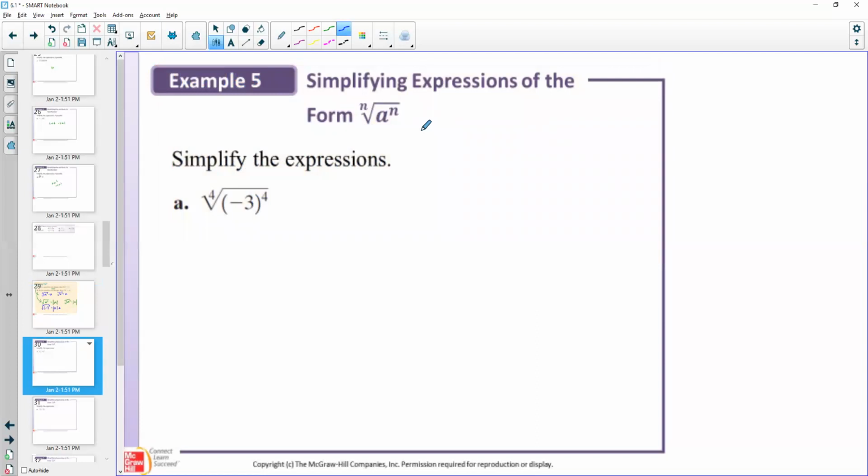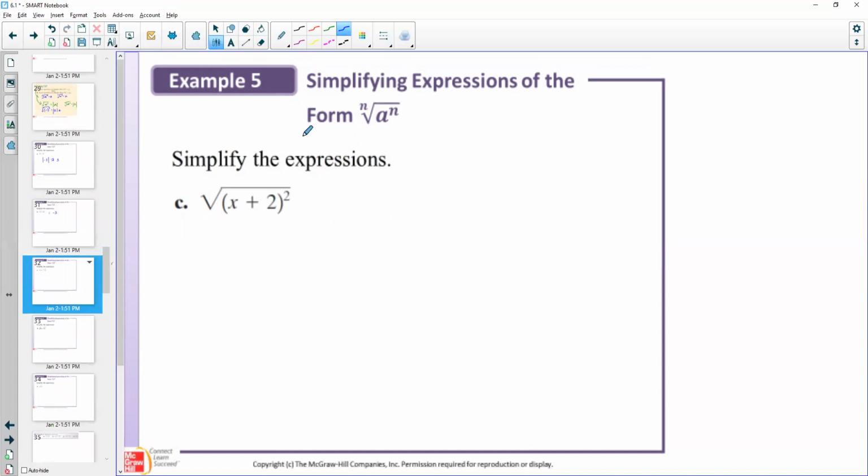So this guy is even, right? The 4th root is an even root. That means the answer is going to be the absolute value of -3, which is 3. This guy is odd. 5th root is an odd number. That means that the answer here is just the number that's in there, -3.